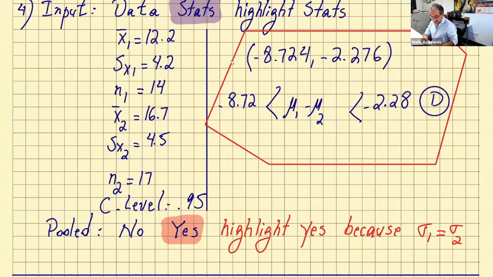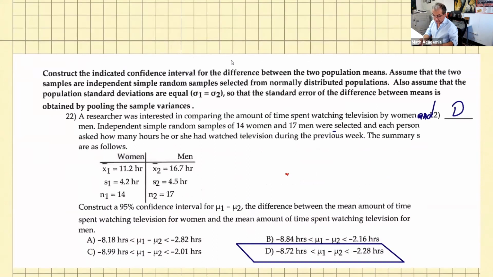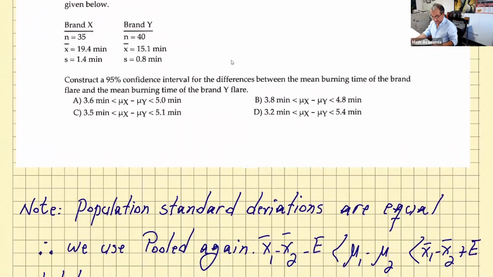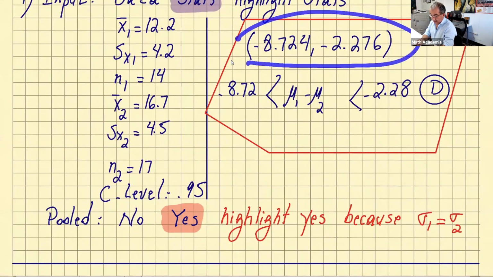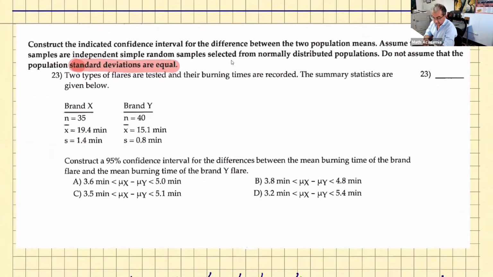Confidence level is 0.95. The calculator is going to ask you for pooled, no, yes, and highlight yes, because sigma 1 equals sigma 2. So if you see that information, always highlight yes. Then if you do that, you get this interval, pick the closest number in the answers, and D will be the answer. Next one, number 23, construct the indicated confidence interval for the difference between two population means.